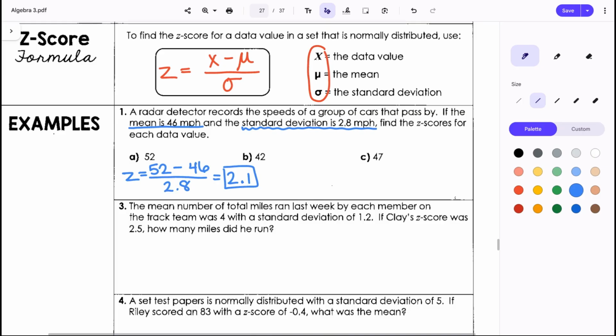So you guys go ahead and do B and C. Find those z-scores for those given data values.